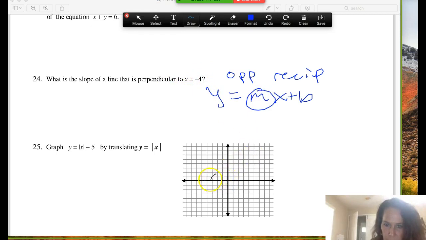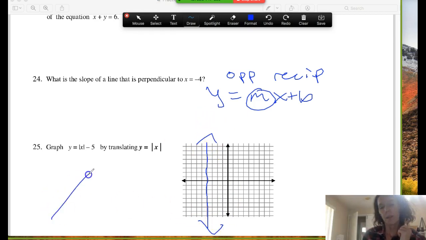-1, -2, -3, -4. Right here. I'm going to draw this line. Here's where x is -4. Now that I drew the line, I can see what the slope is. Sorry, it's wavy. Remember, if a buggy goes uphill, I have positive slope. Buggy goes downhill, I have negative slope. Buggy's flat, I have 0 slope. Buggy goes straight up and down, I have undefined slope. The slope here is undefined, okay?